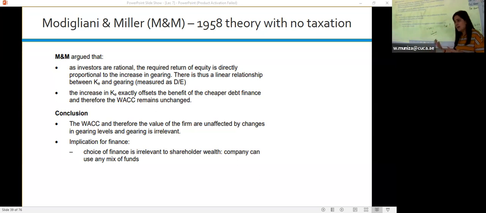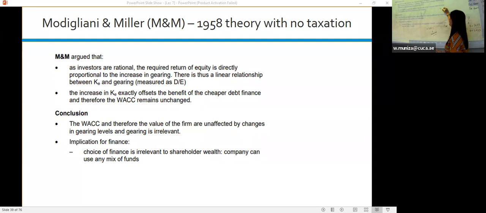So they do not want their money to be going to the hands of the debt providers. So what is exactly going to happen? The more the debt is going to be there, the higher is going to be the cost of equity. And at one point, the benefit which the company is getting by the lower cost of debt is going to be completely offset by the risk of the equity. It is going to be equal to each other.